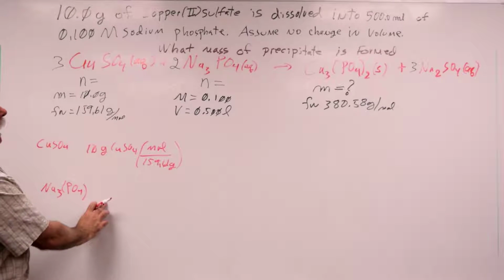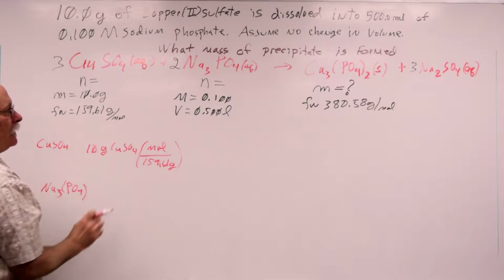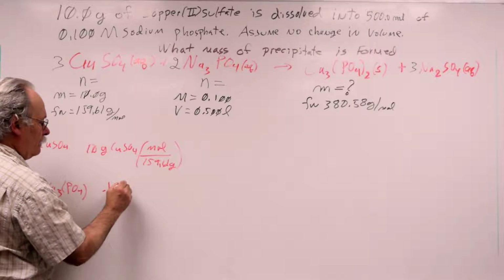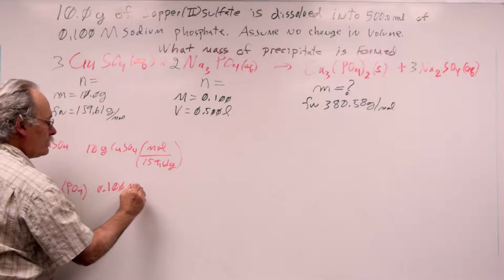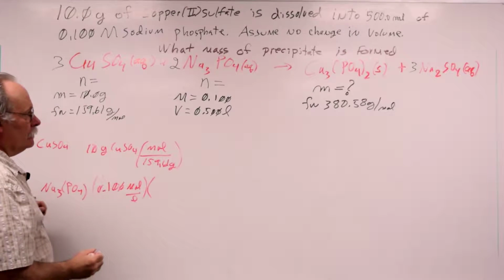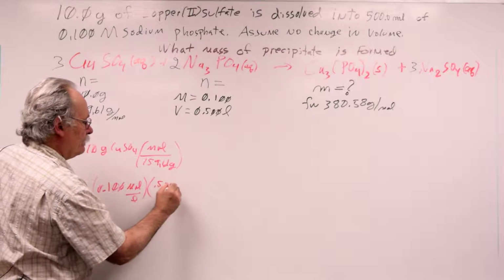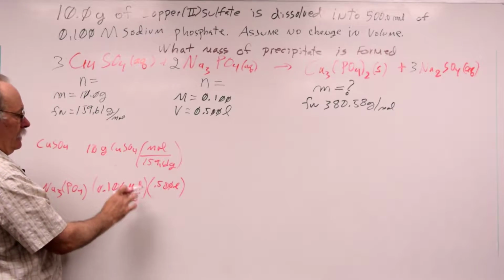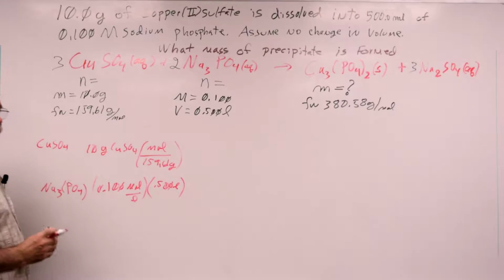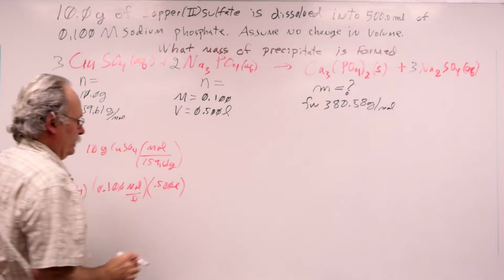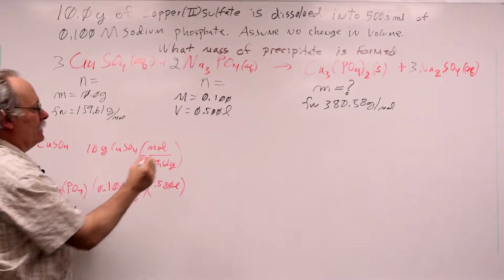Over here, I have a solution. So if I take the molarity, 0.100 moles per liter, and I multiply by the volume, which is 0.500 liters, my liters cancel and I have moles. Up here my grams cancel, I have moles. Now, what we do next is we do our mole-to-mole conversion using the equation for our equivalent statements.